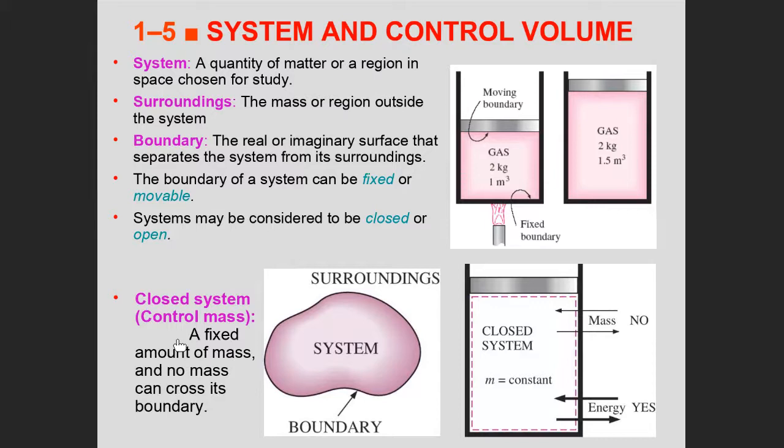For the open system, there is steady and non-steady. No, steady and non-steady is a different category. But let us say in an open system, the mass can cross the boundary. In a closed system, only energy can cross the boundary. The mass does not have a chance to cross the boundary. But in an open system, both mass and energy can cross the boundary. That is the main difference.